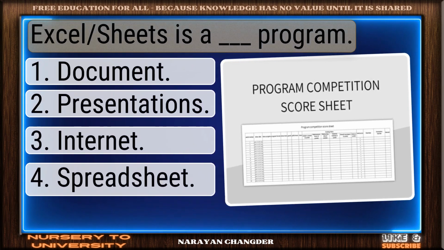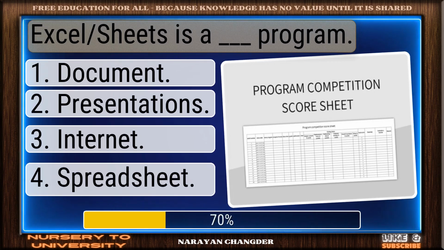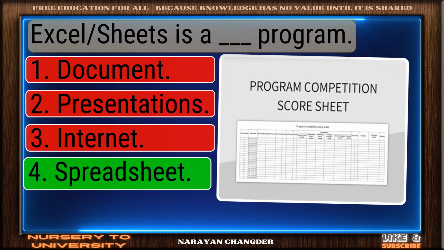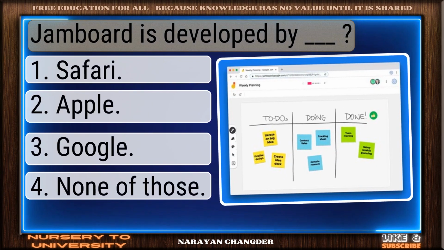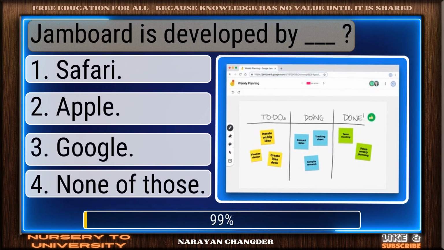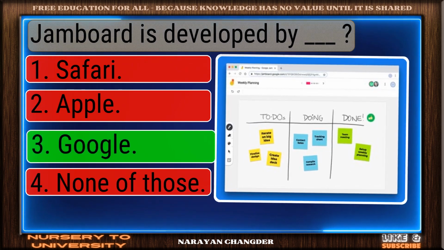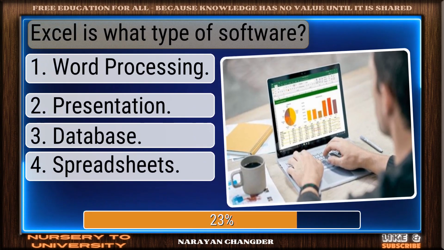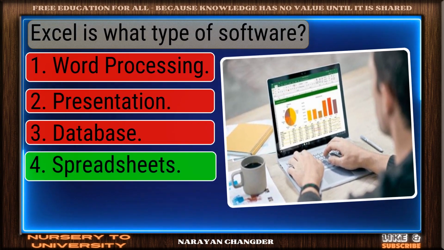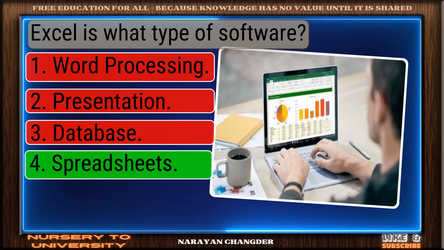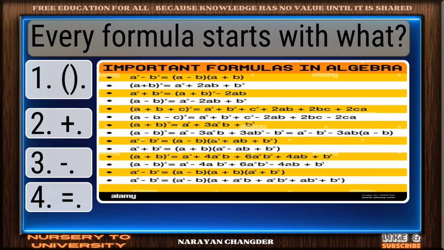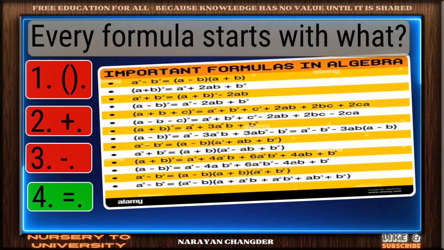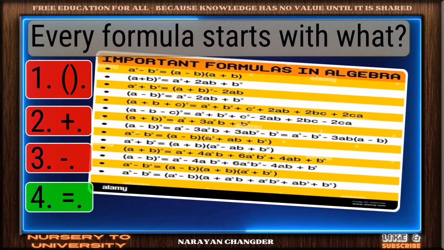Excel Sheets is a what program? Smart pick. Spreadsheet is the correct choice. Jamboard is developed by? Perfect. Google is the correct choice. Excel is what type of software? Clear logic. Your choice spreadsheets is sound and 100% true. Every formula starts with what? Well done. Equal to is the right choice.